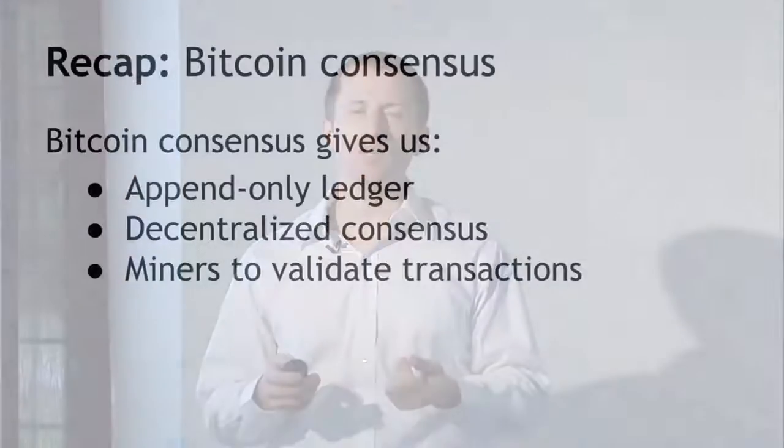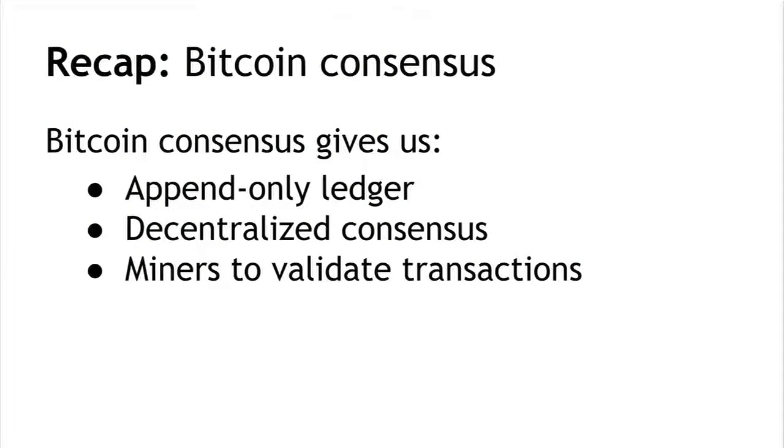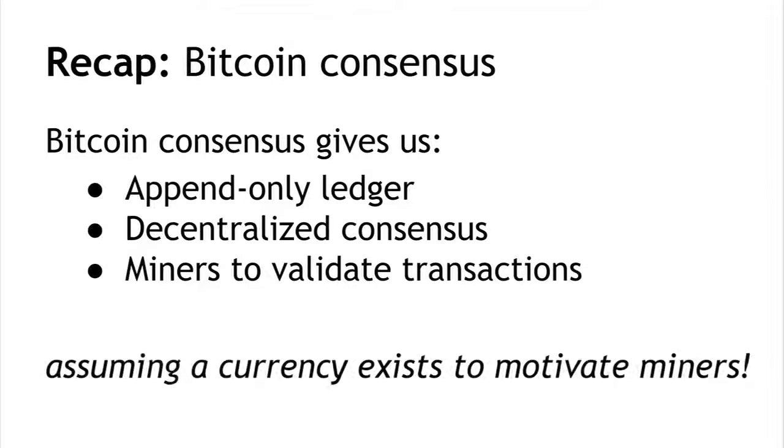So to recap where we left off last time, the Bitcoin consensus mechanism gives us an append-only ledger. So a data structure that we can only write to, and once data is written, it's there forever. And there's a decentralized protocol for establishing consensus about the value of that ledger. And the miners who perform that protocol are validating transactions, so making sure that transactions are well formed, that there aren't double spends, and that this thing can function as a currency.